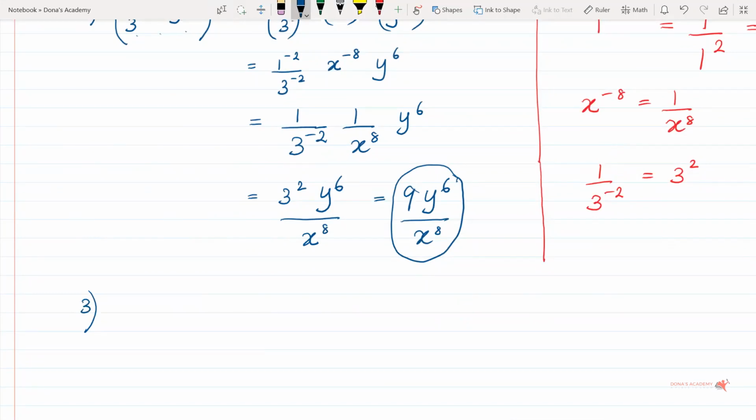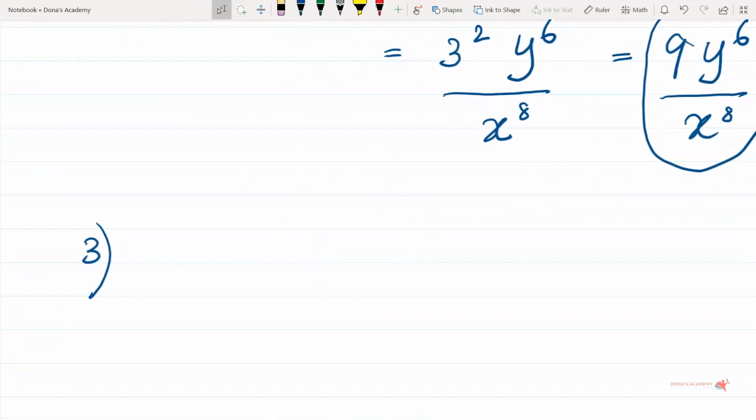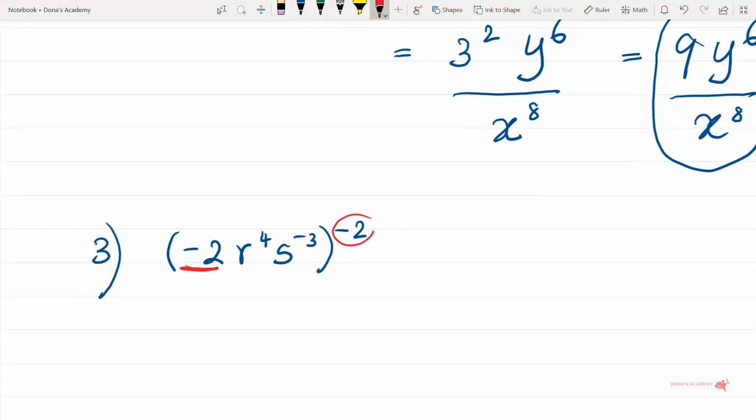This example consists of powers of negative numbers, which I was emphasizing in the previous video. That is very important. So I have (-2 r^4 s^-3) whole thing to the power -2. All right, so now we have to be careful with this negative number. Now we see a parenthesis. That means this negative 2 is applying to this negative sign.